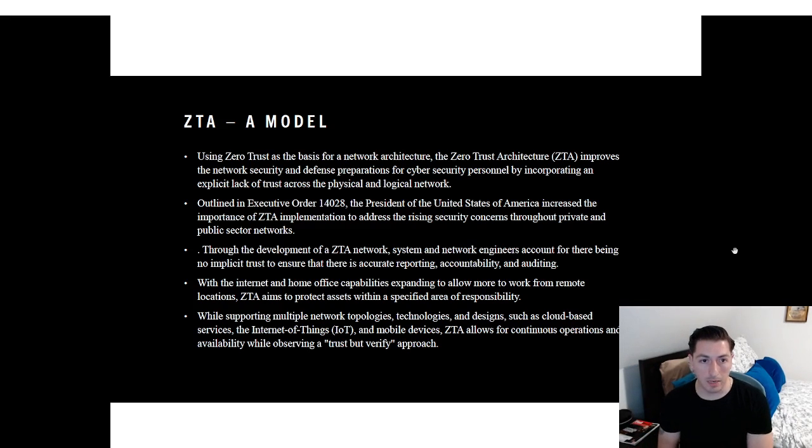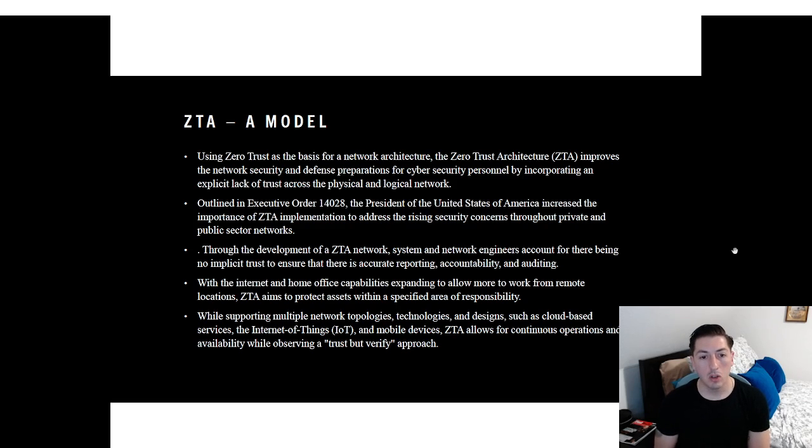So ZTA and a model using Zero Trust is the basis for a network architecture. The Zero Trust architecture improves the network security and defense preparations for cybersecurity personnel by incorporating an explicit lack of trust across the physical and logical network. Outlined in Executive Order 14028, the President of the United States of America increased the importance of ZTA implementation to address the rising security concerns throughout private and public sector networks. Through the development of a ZTA network, system and network engineers account for there being no implicit trust to ensure that there is accurate reporting, accountability, and auditing.